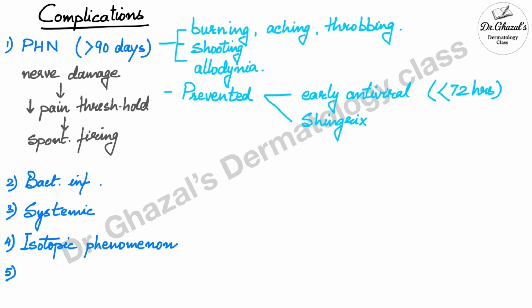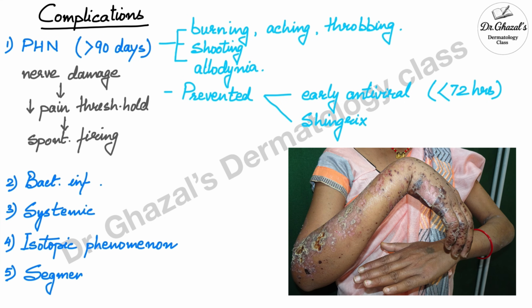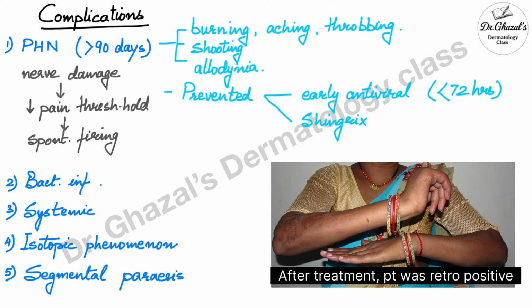There can be segmental paralysis. That means the muscles of the dermatome involved in zoster get paralyzed. For example, there can be wrist drop if upper limbs are involved.